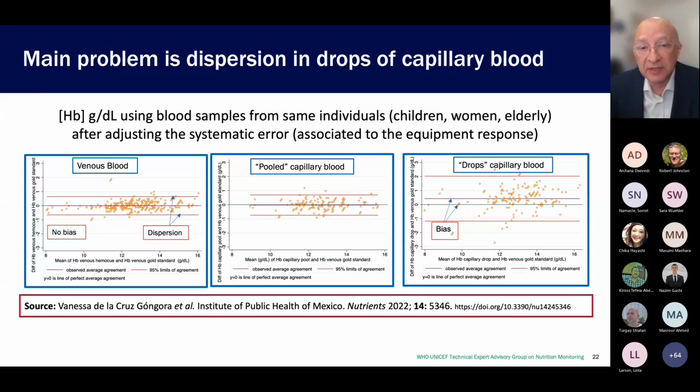You can see that logically we corrected the bias in the venous blood. We did the same in the pool of capillary blood, but that was not possible to do in the drops of capillary blood. The conclusion of this study is that the preferable sample to measure hemoglobin concentration is venous blood. Although in the case of Mexico, even the pool of capillary blood can approximate the data from the venous blood with a slightly larger variation, the results were still acceptable. But the drops of capillary blood were not correctable, and the accuracy and the imprecision were not acceptable.